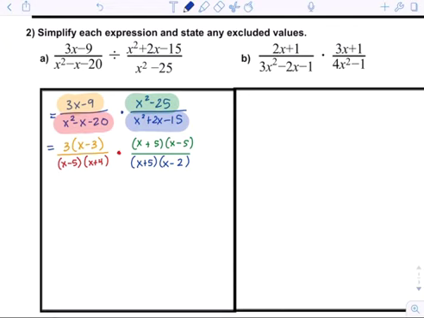Now, once you guys factor out everything, it's a good time to find your excluded values, okay? Once you factor everything out, it's good to find your excluded values. Okay, so look at your denominators, right? Right here, x cannot be 5, because then we'll have 5 minus 5, which is 0, which is bad. So x can't be 5. Right here, x can't be negative 4. Right here, x can't be negative 5. And right here, x can't be 2.